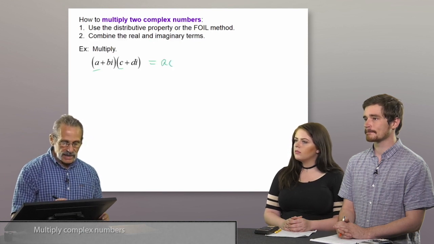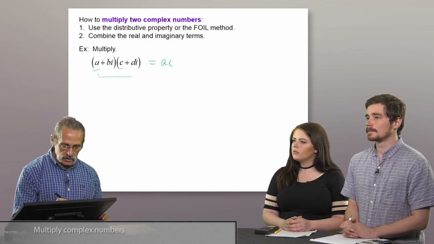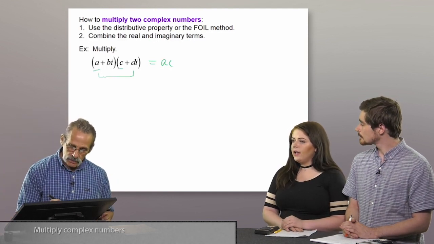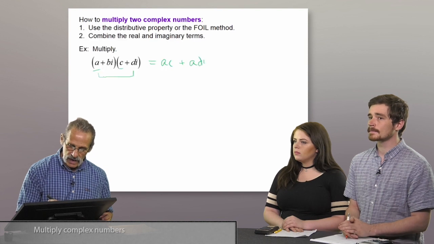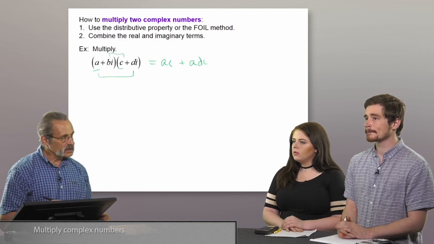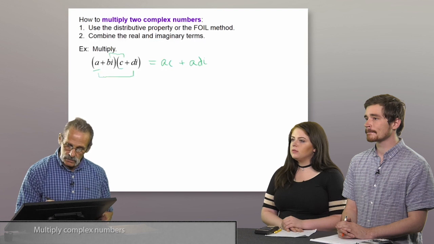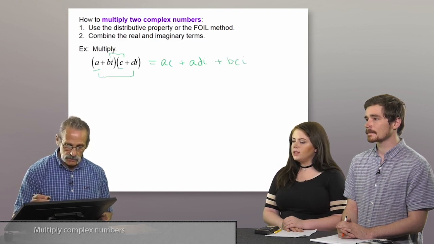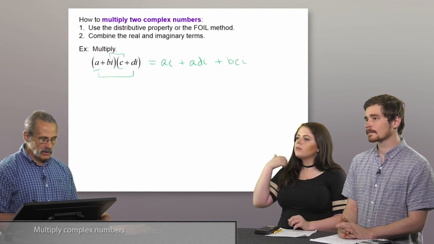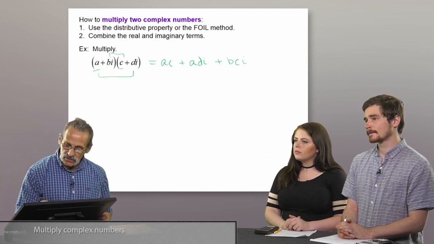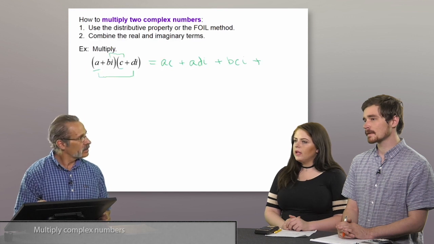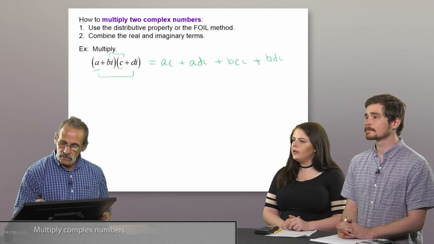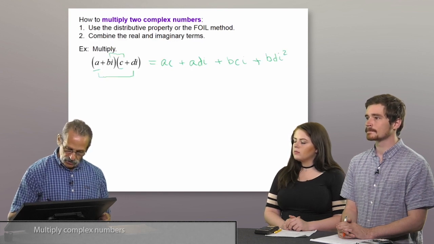And then with FOIL, what would the outside portions being multiplied look like? ADI. How about the inside? So it'd be plus BCI. I'll put them in alphabetical order just for now. And then how about the last? What would the last of the components look like? Plus BDI squared. Very good.